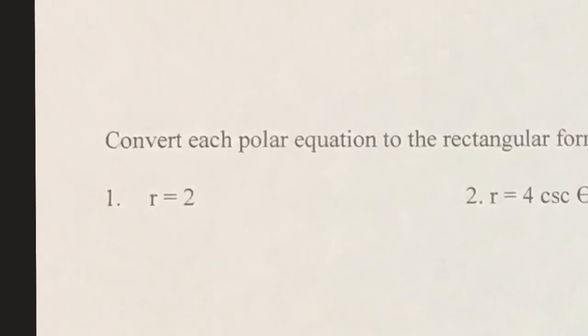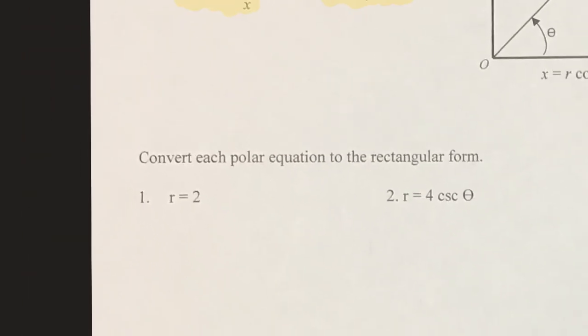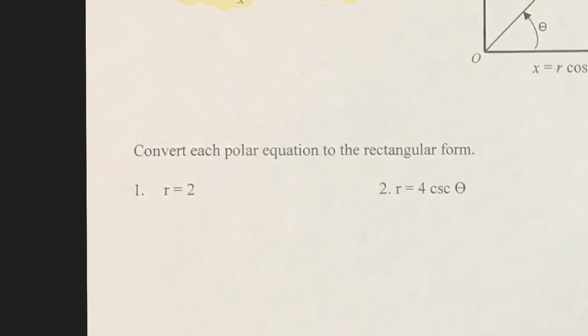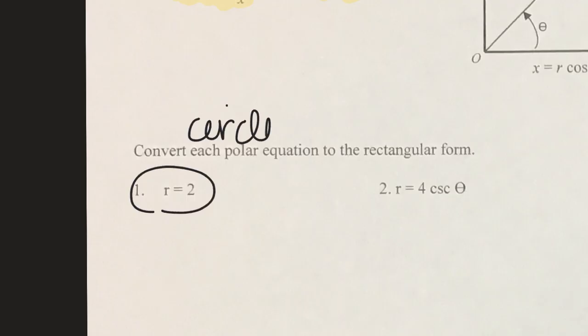Okay, so like number one here, we have the equation r equals 2. So it's really important to understand what that graph might look like. What would the graph look like if I had a radius of 2? What kind of shapes have radiuses? Circles. So you need to understand that this is the graph of a circle, literally with a radius of 2.